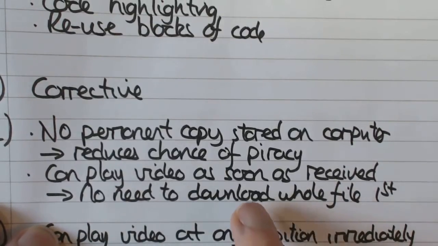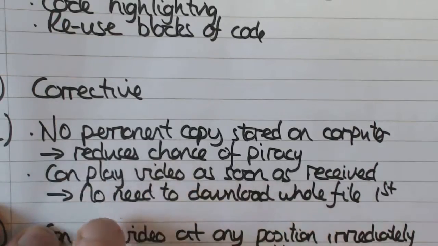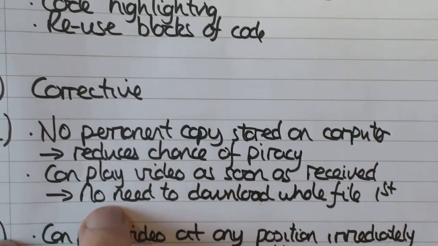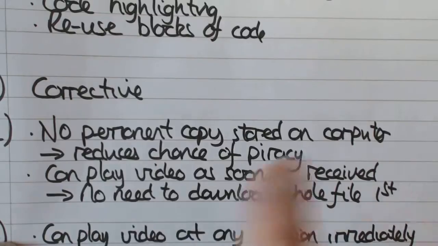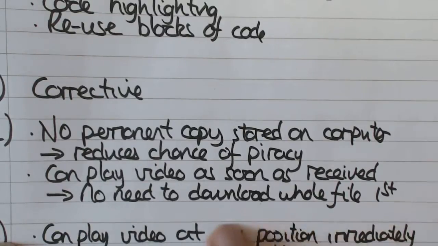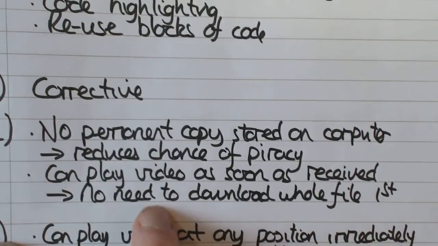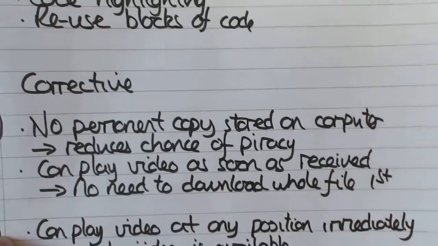So if you've got BT Vision, you can stream if it's standard definition, but if you want high definition, you have to download the whole file first because the data rate is not good enough to actually stream high definition, right?